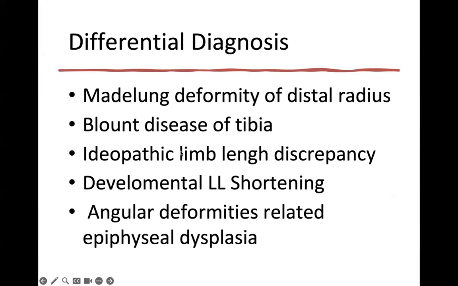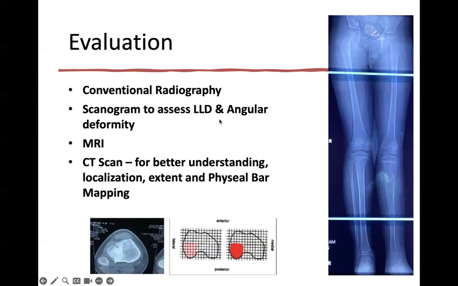In differential diagnosis, we may consider a Madelung deformity of the distal radius, Blount disease in the tibia, idiopathic limb length discrepancies, which are developmental discrepancies or shortening of the bones or legs, and angular deformities related to epiphyseal dysplasia. We can differentiate these with conventional radiography and scanograms to assess the limb length discrepancy and angular deformities, as we can see in this child.